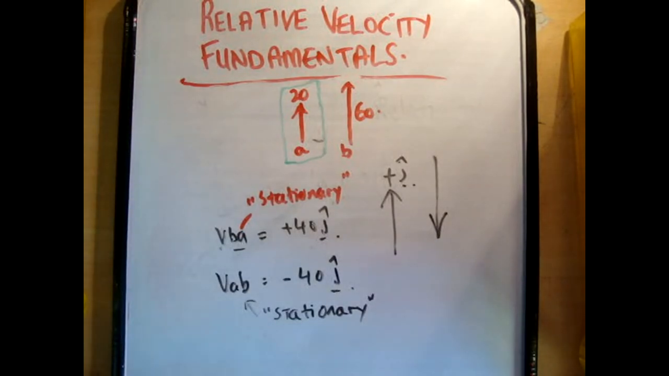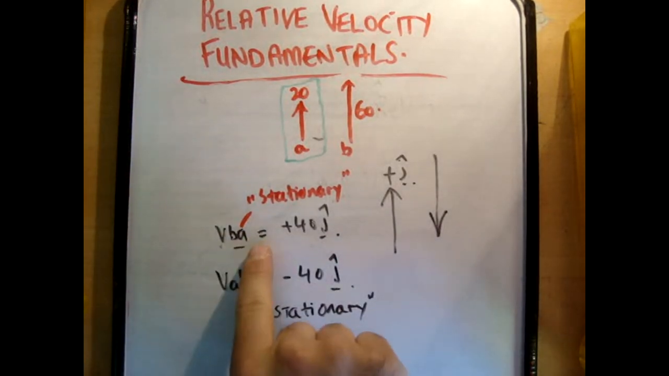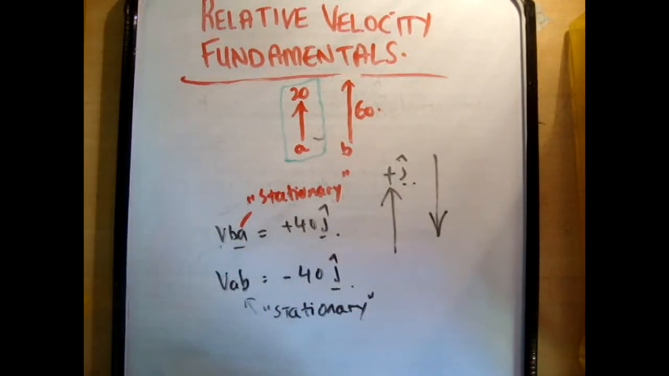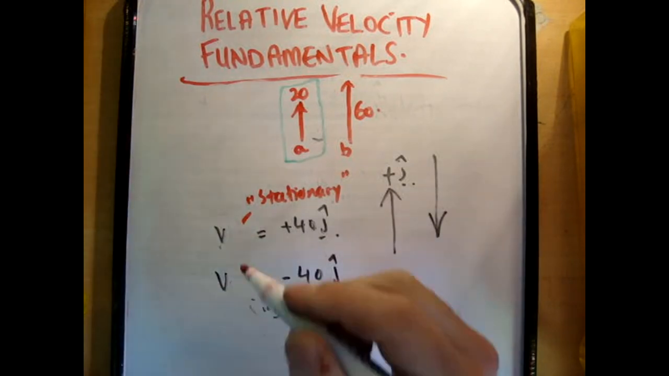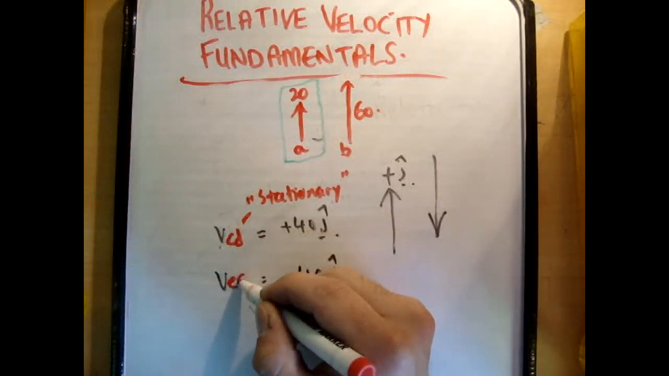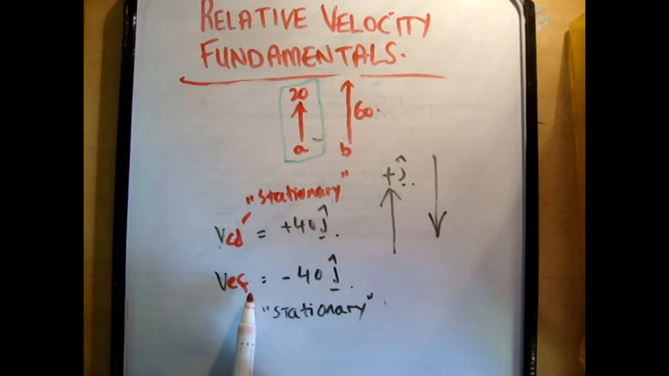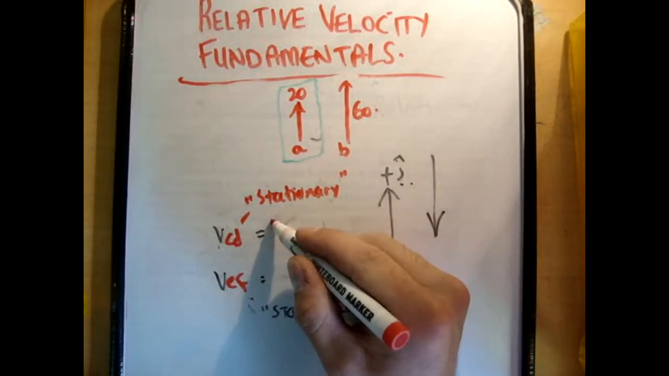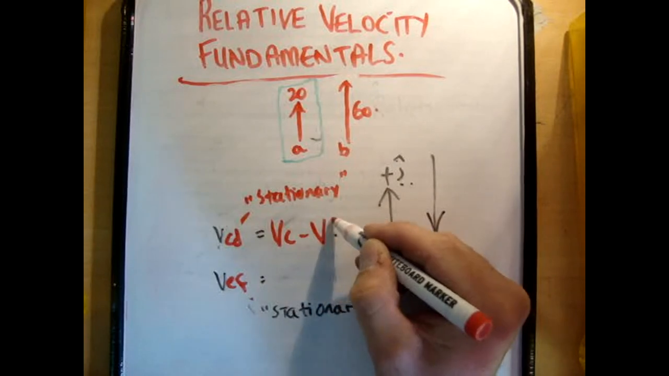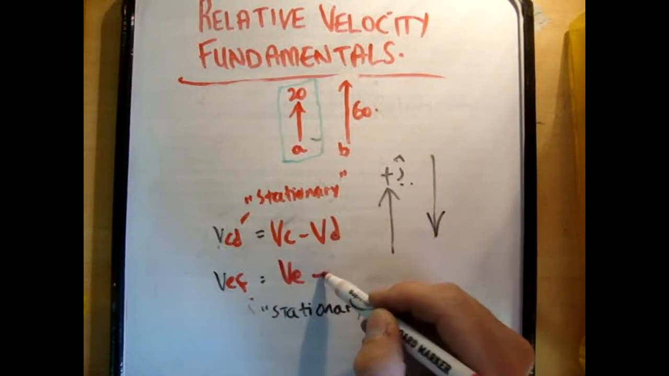You need to get your head around that. You have to work out, remember, VBA: the second letter, A, is the one that believes it's stationary. And of course, these can be any letters you want. You could have VCD, VEF, whatever. So VEF would mean the velocity of E relative to F, where F believes it's stationary. And this is the velocity of C relative to D, where D believes it's stationary. And finally, just to write it explicitly, this means VC minus VD, and VE minus VF.